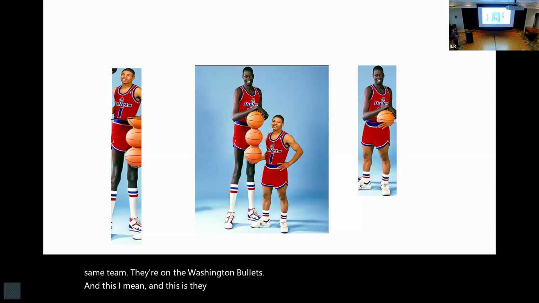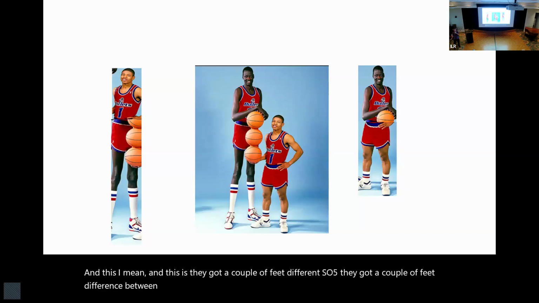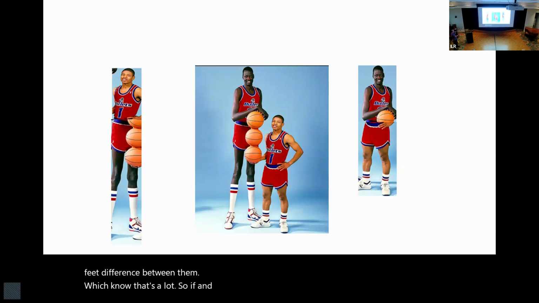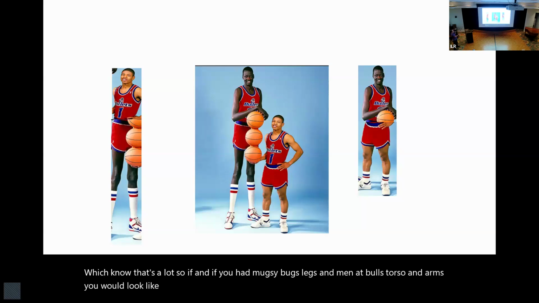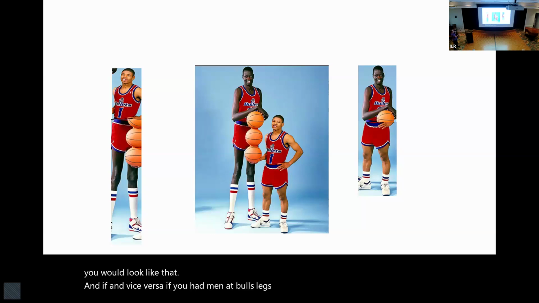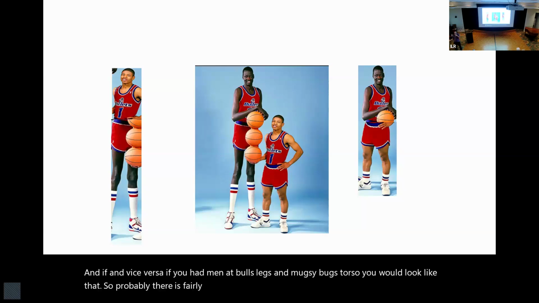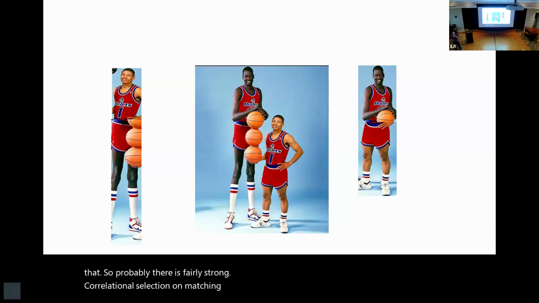They have a couple of feet difference between them, which is a lot. So if you had Muggsy Bogue's legs and Manute Bol's torso and arms, you would look like that. And vice versa, if you had Manute Bol's legs and Muggsy Bogue's torso, you would look like that. So probably there is fairly strong correlational selection on matching our arms with our legs, I would suppose. And you can think of lots of examples like that.